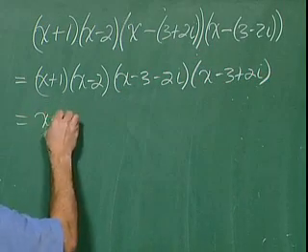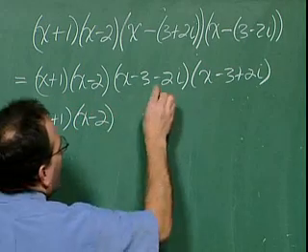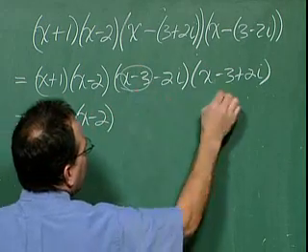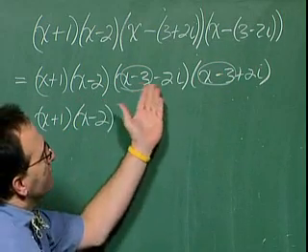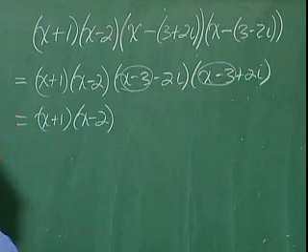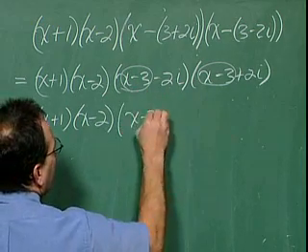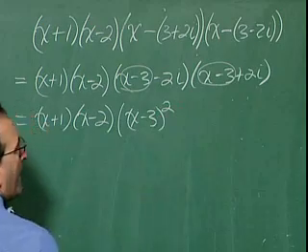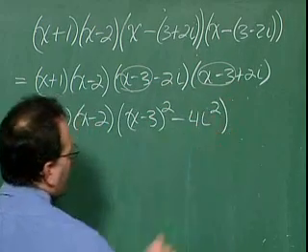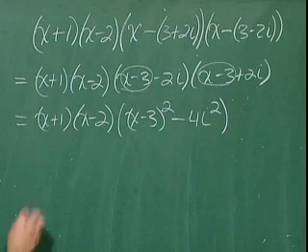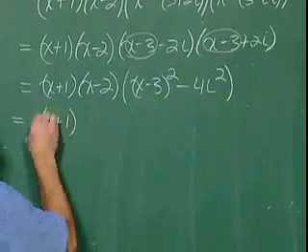Leaving these as is, then noticing once again that I can take those and group them so that we can see once again we have the difference of two squares, which means that this is (x minus 3) squared minus (4i) squared. We can expand out this, leaving these two the same.